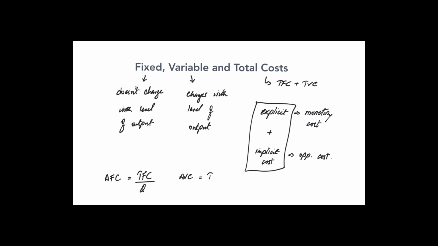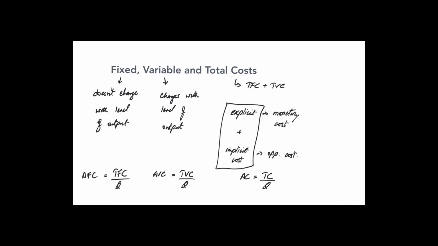Average variable cost, on the other hand, is total variable cost divided by quantity. Average total cost, or average cost, which is what they use most commonly, is total cost divided by quantity. And then lastly, you have something called the marginal cost: the cost of producing one extra unit, which is change in total cost over the change in quantity.